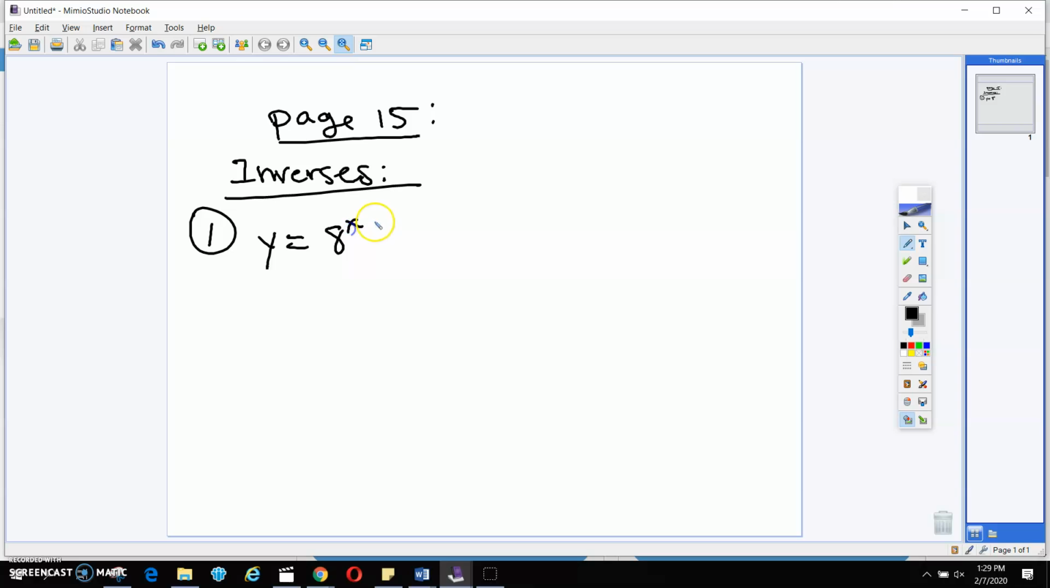8 to the x power, okay? So up at the top of your paper, for the first step, it says switch your x and your y, right? So what's going to happen here is we're going to actually switch our x and our y. So that's going to be x equals 8 to the y power. Okay, that's step 1.